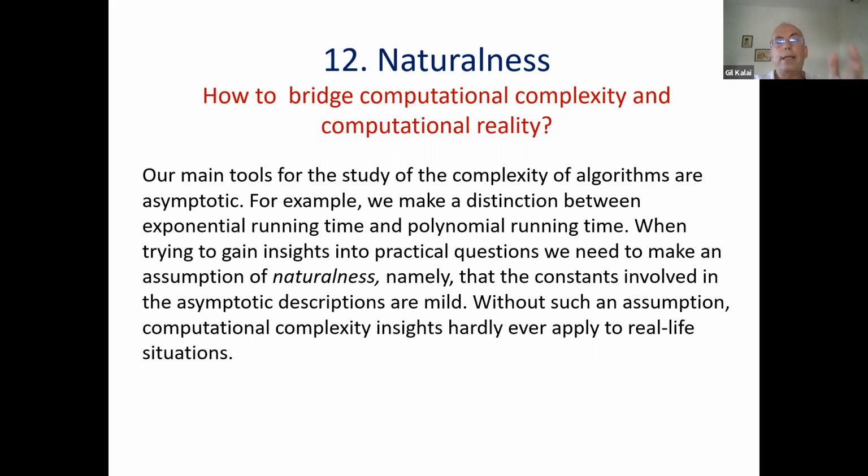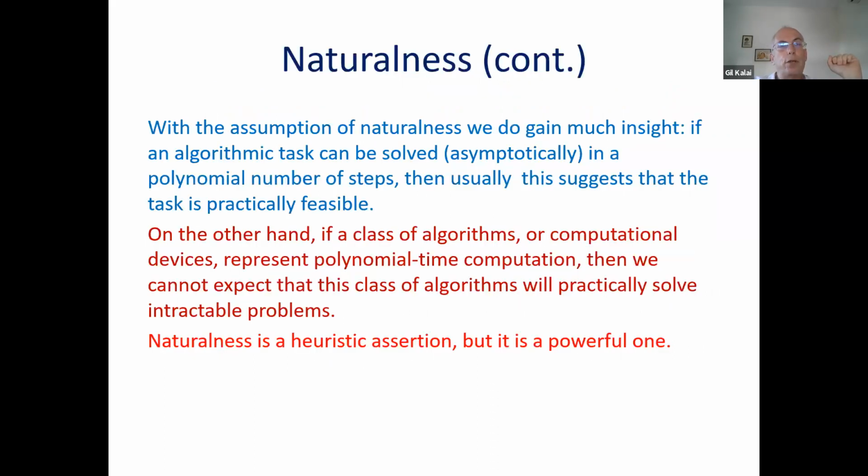For example, we make a distinction between exponential running time and polynomial running time. When trying to gain insight into practical questions, we need to make an assumption of naturalness, namely, that the constants involved in the asymptotic descriptions are mild. Without naturalness, we hardly ever can turn computational complexity insight into real life situations. And with naturalness, we do gain much insight.